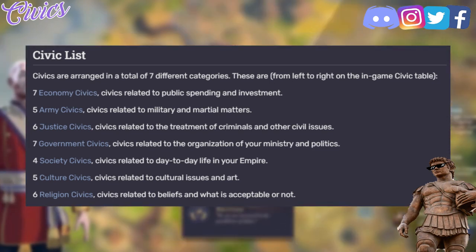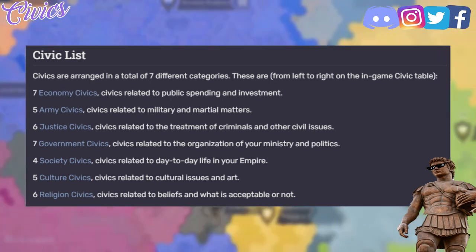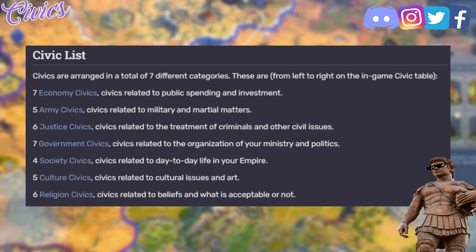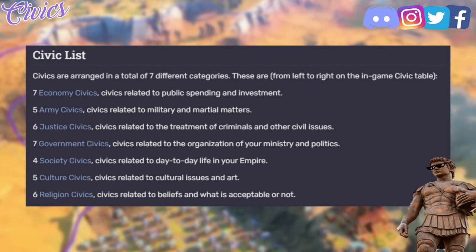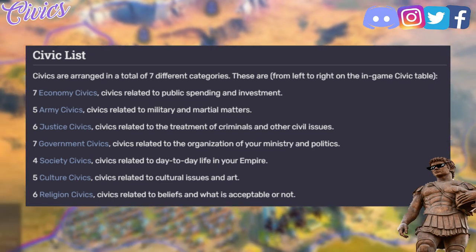7 government civics, related to the organization of your ministry and politics; 4 society civics, related to day-to-day life in your empire; 5 culture civics, related to cultural issues and art; 6 religion civics, related to beliefs and what is acceptable or not.